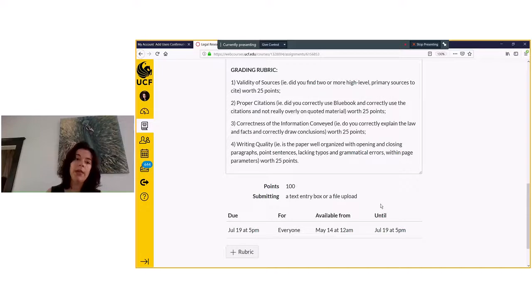Do you organize it well? Are there typos, or did you do a good job proofreading it? Did you make the page limit or the page parameters? And all of that is the other 50% of your grade.